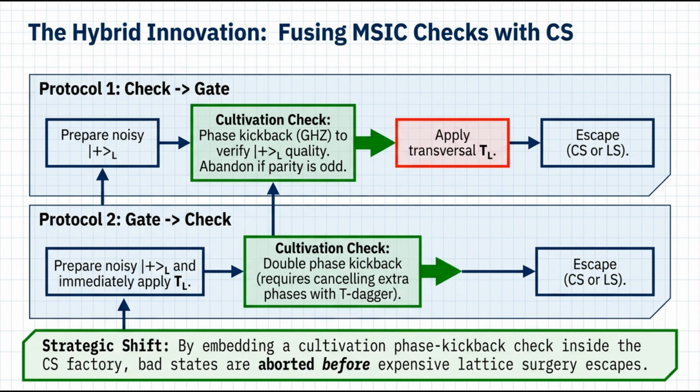Protocol 2, the gate before check route, applies the transversal logical T-gate first and performs a double-phase kickback check afterward. This post-gate check is more complex, requiring additional physical T-dagger gates on the ancillary qubits to cancel the phase generated by the logical operations. The strategic shift of both protocols is the early abortion of bad states using phase kickback filters, avoiding the resource-heavy lattice-surgery escape of corrupted states.